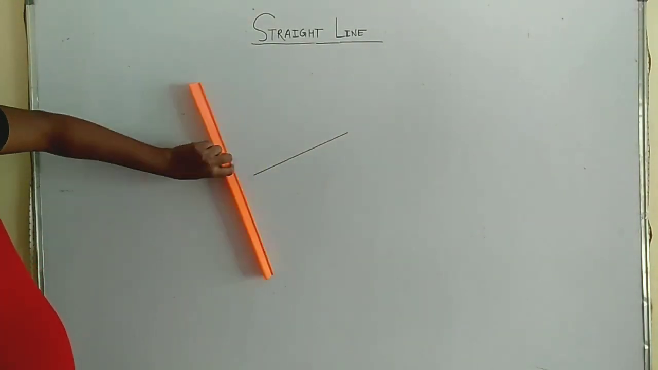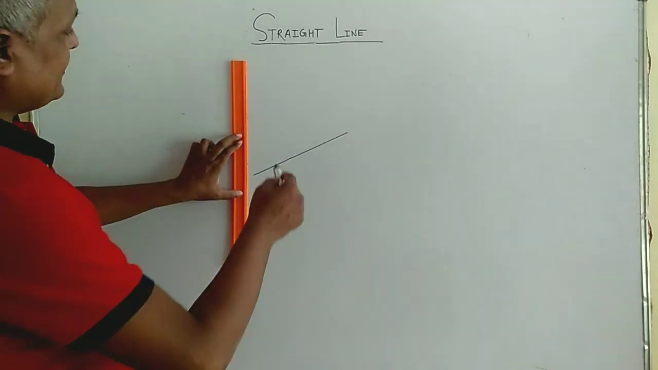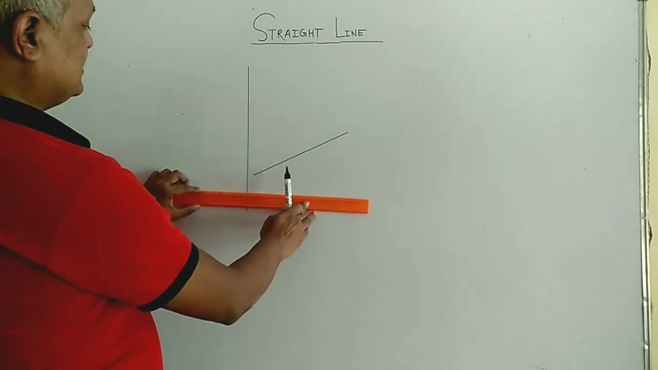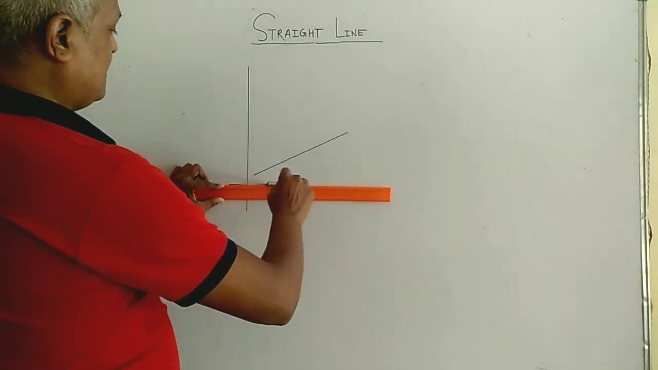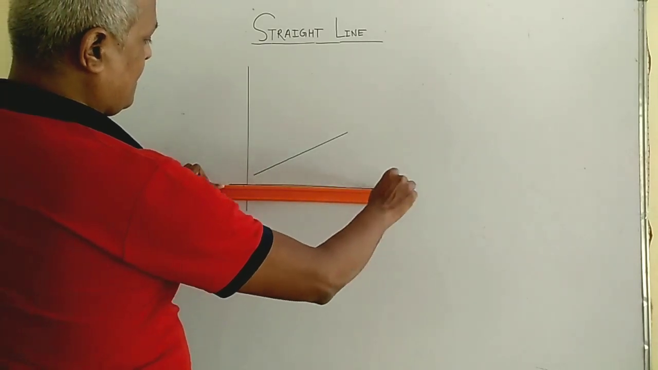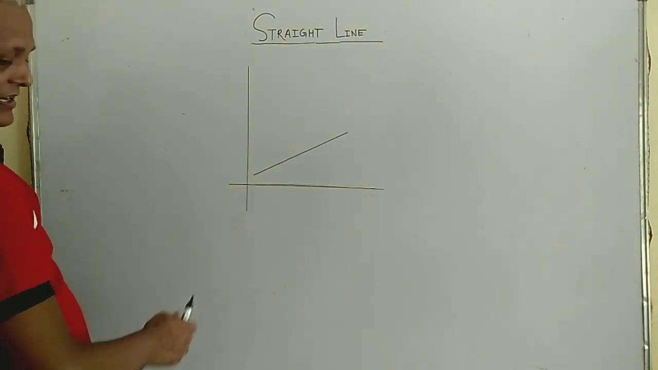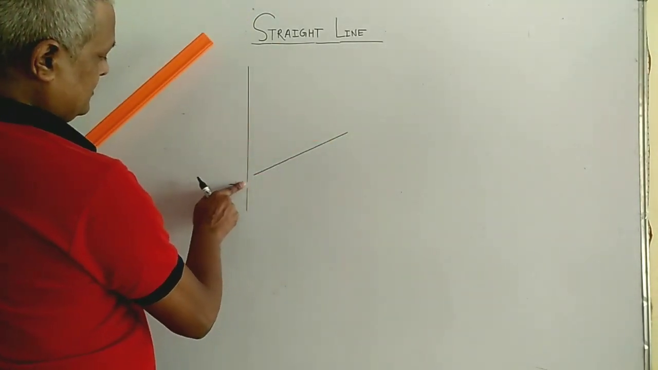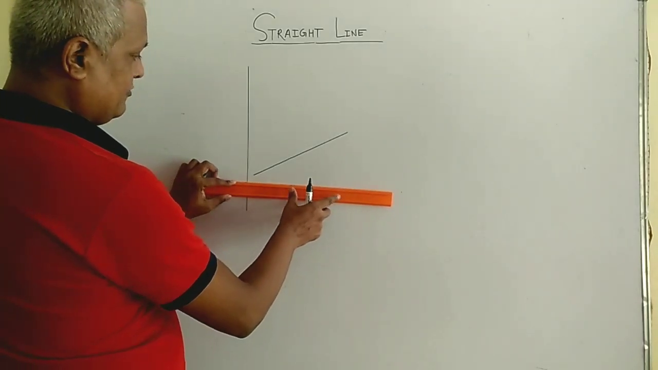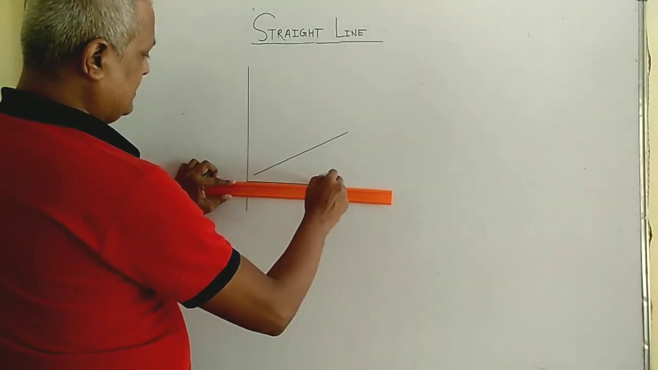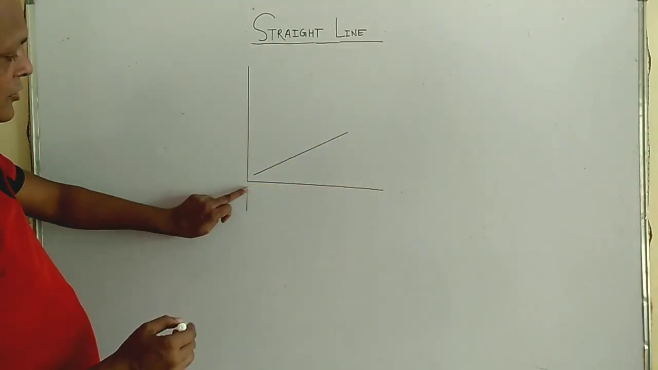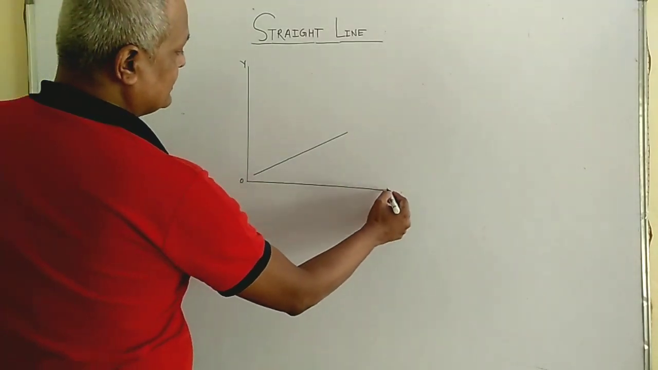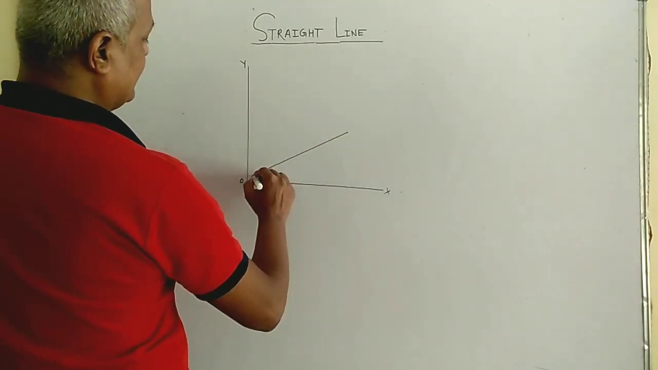So to understand the straight line, we need the reference point and the coordinate axis. So I use this as my coordinate axis. It goes like this. Let me remove this and make it a little better. Okay, so this is my coordinate axis. This is OY, this is OX, and this is a straight line.